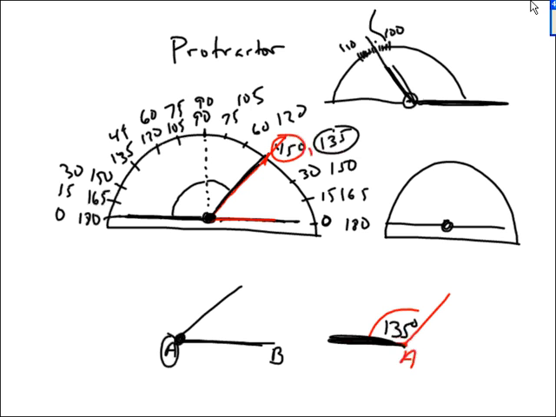Because 101 is right there, 102 is right there, 103 is right there. So the next tick is 104. It's 104 degrees. The key thing again is to make sure that you put the protractor on the angle correctly.